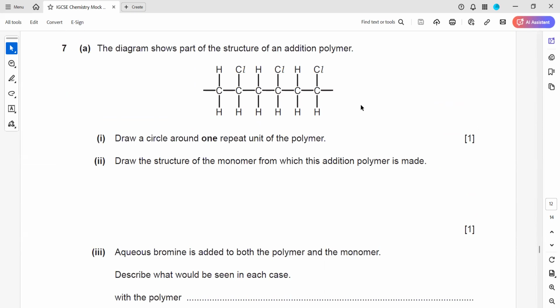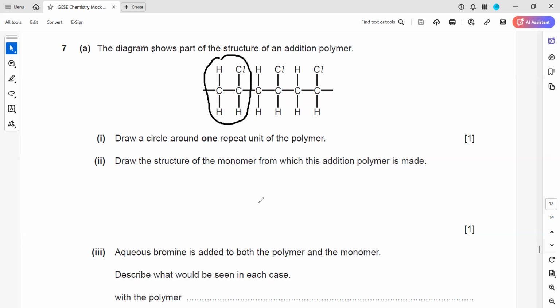In question 7, draw a circle around one repeat unit. Look, some student did it like this. This is not the one repeat unit. You have to include all. This is one repeat unit. So you have to draw a circle around the two carbon atoms, the first two carbon atoms, including their branches.